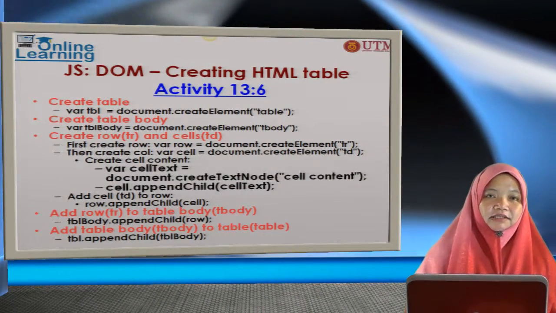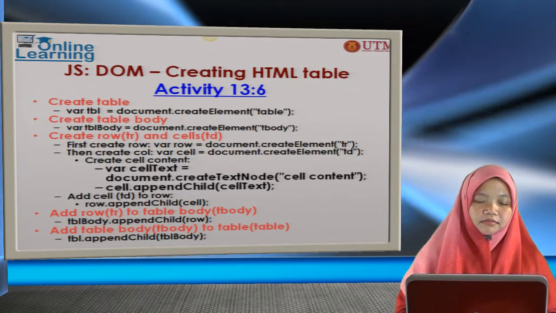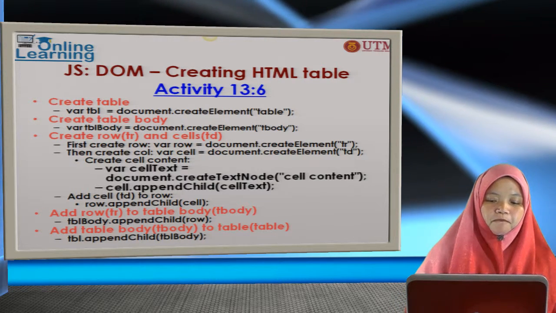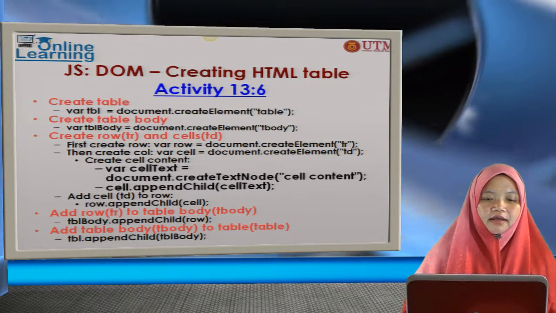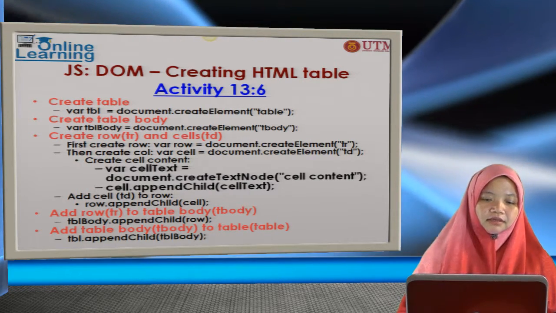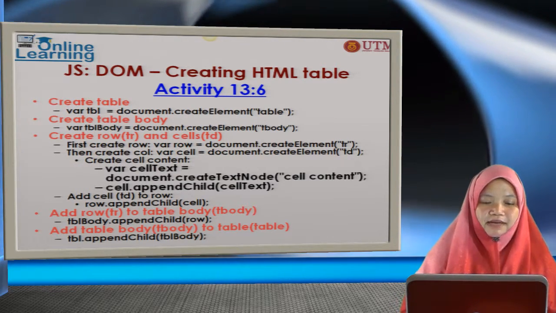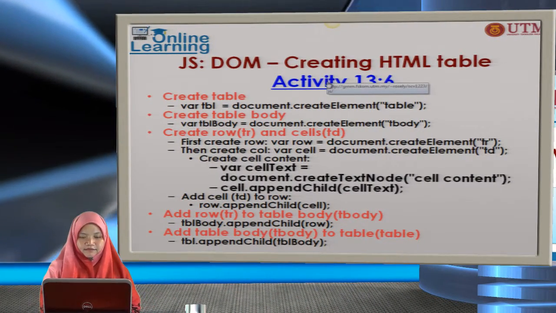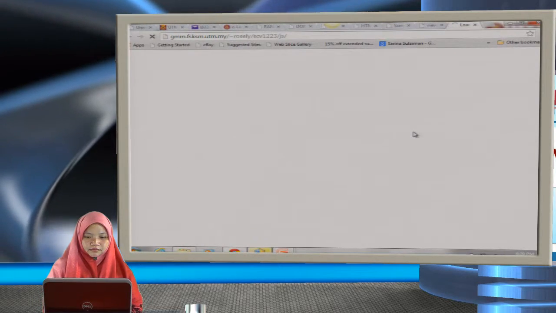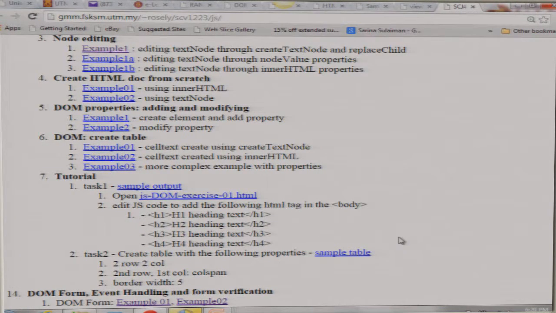Alright, the next one is how to create an HTML table using DOM. So this is another approach. What you have to do is create the table first, then create the table body, right? Then create the row and also the cell, and next you have to add the row to the table body, and the last part is you have to add the table body to the table. So we look at the activity part. Right, so this is the way you create the tables.